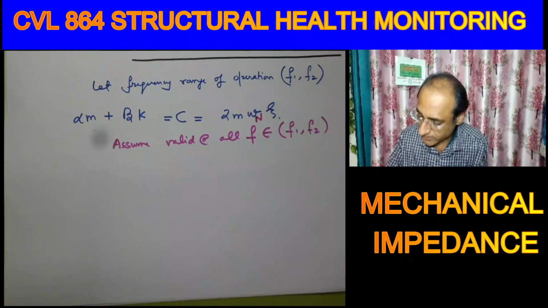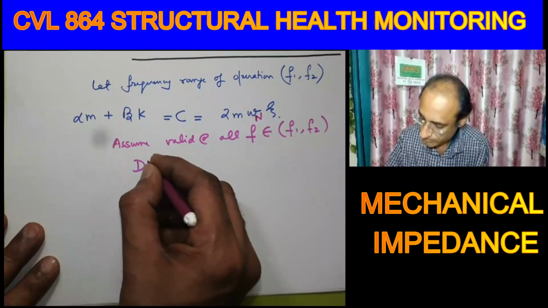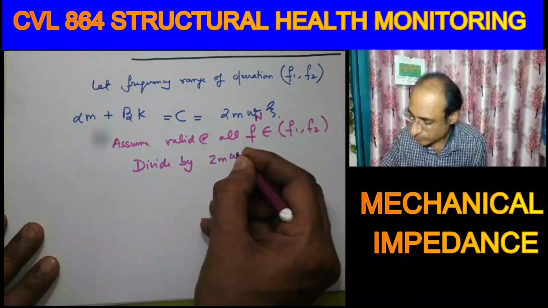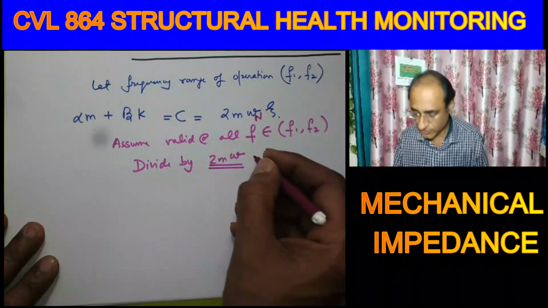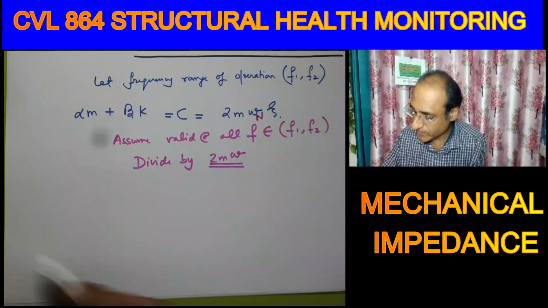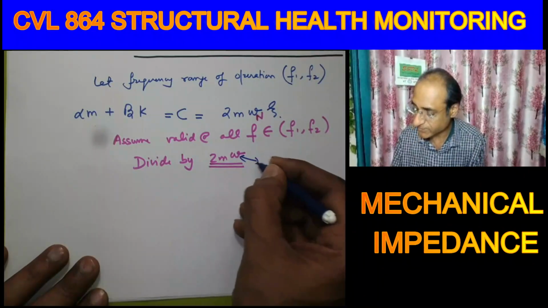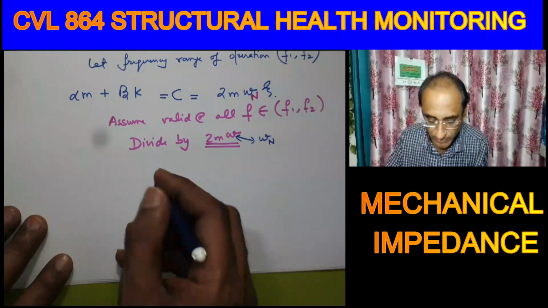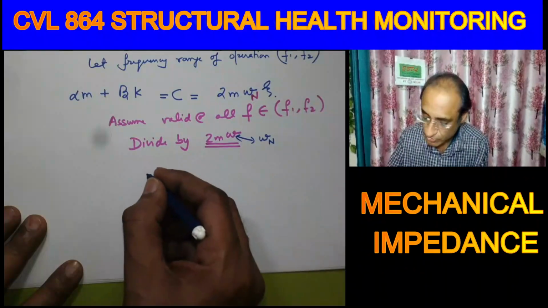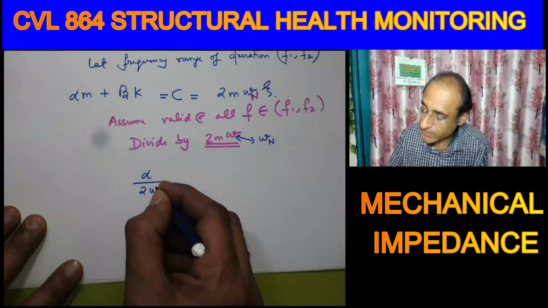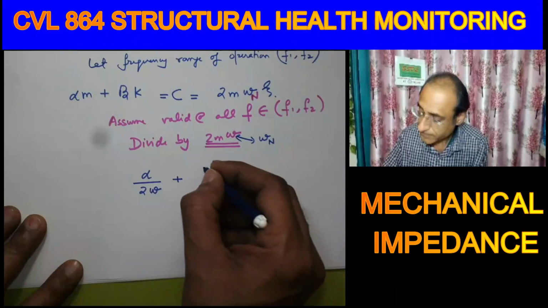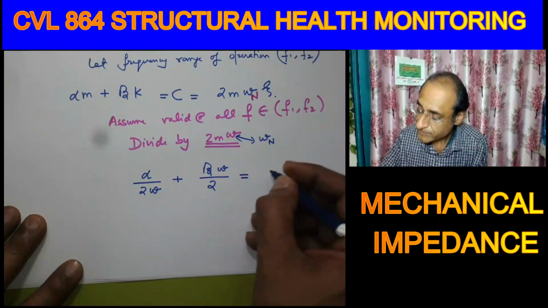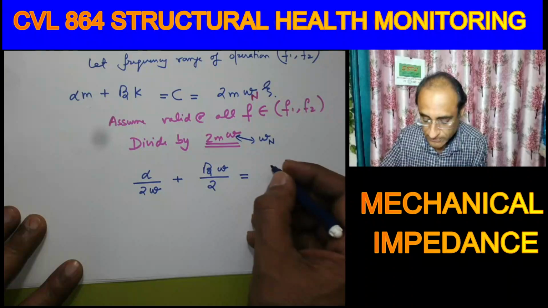Now you can find it very easily. Just divide both sides by 2m omega. For us, omega and omega n we are using interchangeably. It does not matter whether it's omega or omega n, we are assuming both are the same. So if we do that, what do we get? We get here alpha by 2 omega, and what do we get here? Beta omega by 2. You can just verify yourself, and on this side we have simply xi.